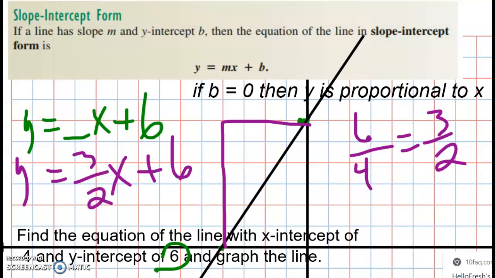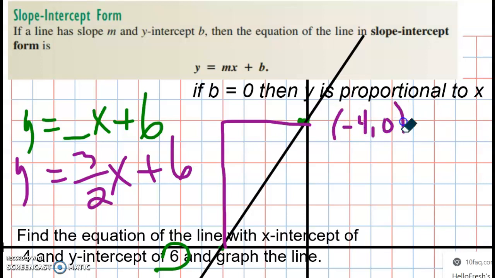Okay, if you didn't think about going up and over, if you know the x-intercept and you know the y-intercept, then you know 2 points on the line, right? If they told me that the x-intercept is -4, then I know I have the point (-4, 0). If they tell me the y-intercept is 6, then I know I have the point (0, 6). So I could find the slope by subtracting the y's, 0 minus 6, over subtracting the x's, -4 minus 0.